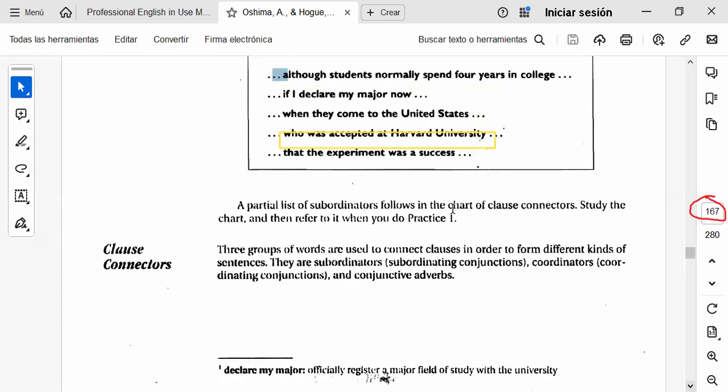A partial list of subordinators follows in the chart of clause connectors. Study the chart and then refer to it when you do your practice one. Clause connectors: three groups of words are used to connect clauses in order to form different kinds of sentences. They are subordinators (subordinating conjunctions), coordinators (coordinating conjunctions), and conjunctive adverbs.